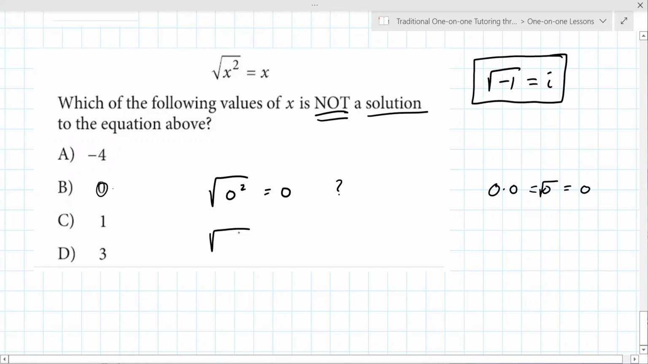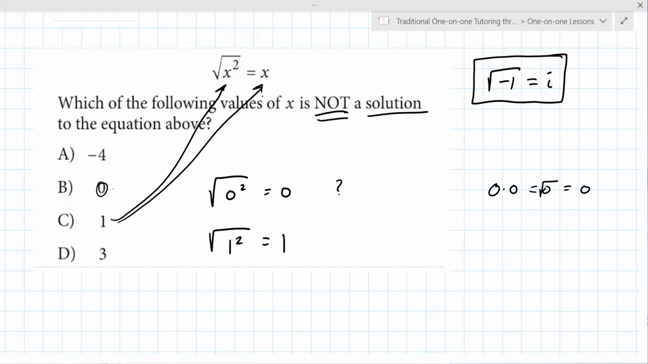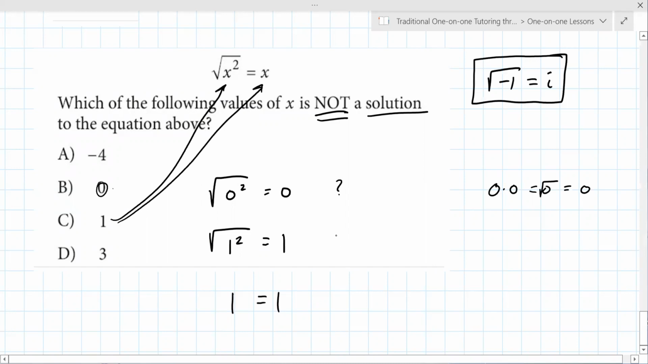Let's try the next one. Is the square root of 1 squared equal to 1? And again, I'm just taking these values of x and plopping them in there. It would be x, so the square root of 1 would still be 1, and that would equal 1. So this is true. I want you to try it for 3. Is 3 true? Yes. So let's look at why the last one isn't true.